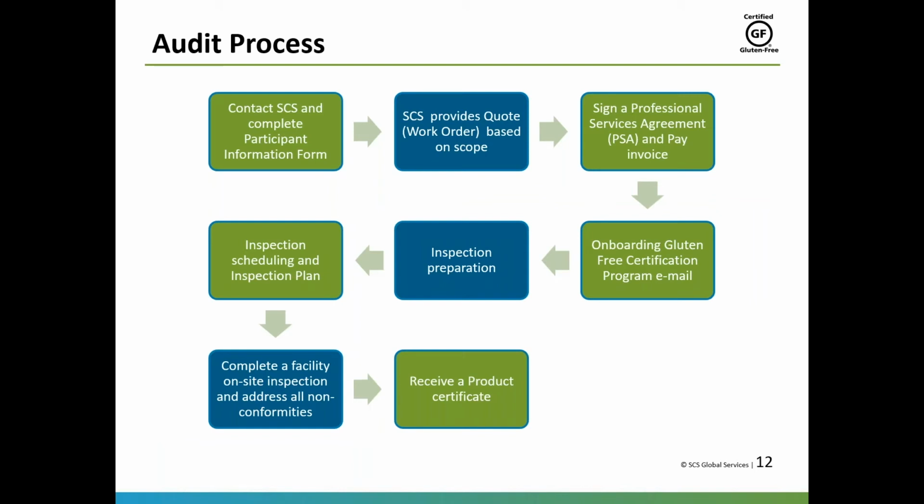And let's go over the audit process. I think a lot of people want to understand exactly how long the audit takes and what the exact steps are. So initially, you'll contact us and we'll have you complete the participant information form. Then we will provide a quote, send you a work order based on the scoping from that form. Then we'll have you sign a professional service agreement. And then once you pay, we'll send you an onboarding gluten-free certification program email.